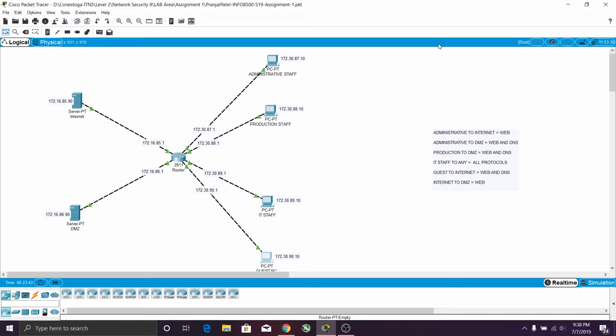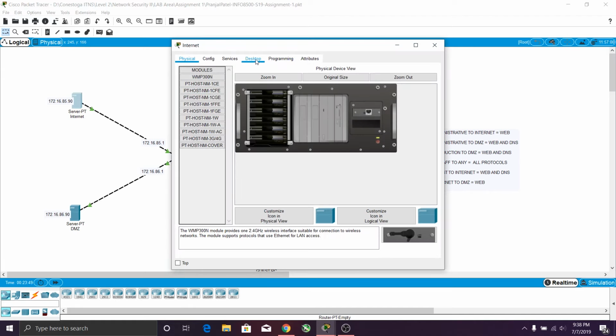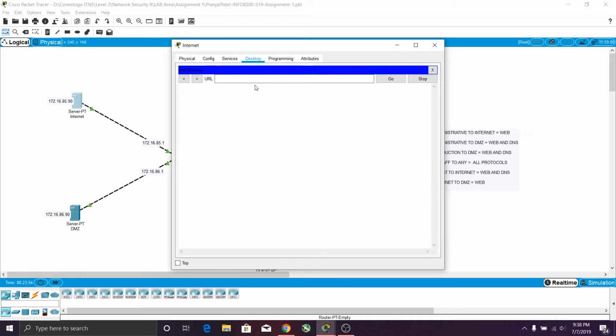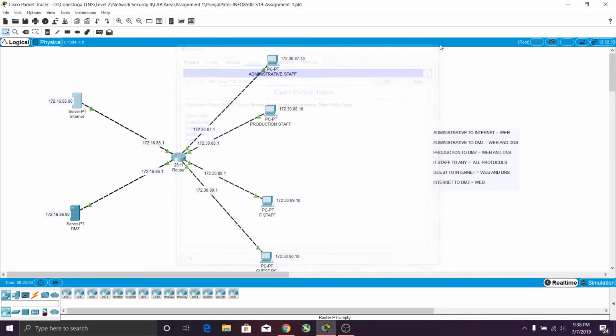Now, lastly, we have the web access from the internet to the DMZ, which involves the static NAT, which I have configured, and so I'll be using the gateway address of the internet server. So from the internet, I'll be using the gateway address of the internet itself. So the IP address is, so success. Hereby, I have successfully accomplished the policy requirement.